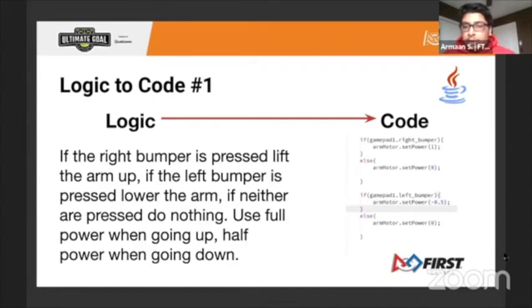So if we write this in code, this is our first implementation. We say that if the right bumper is pressed, go up. If it's not pressed, don't do anything. If the left bumper is pressed, go down at half power. If it's not pressed, don't do anything. So that's our first implementation of the code.